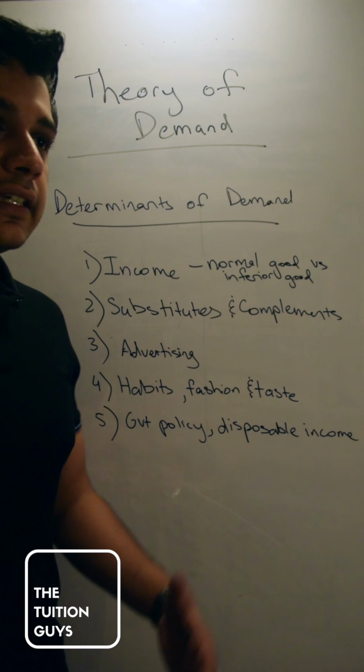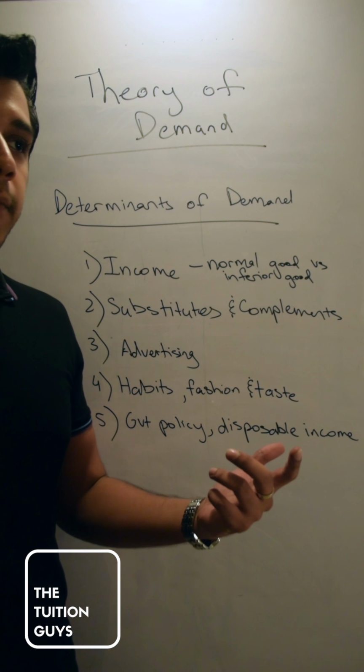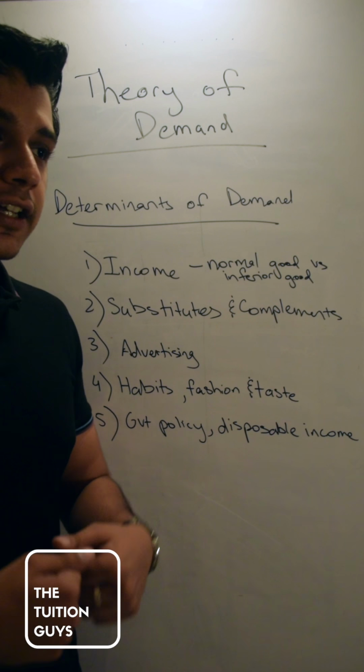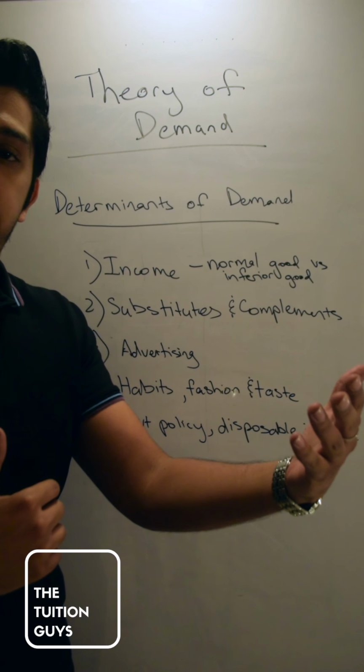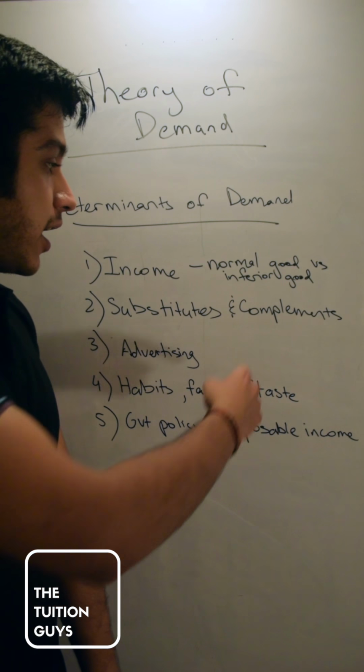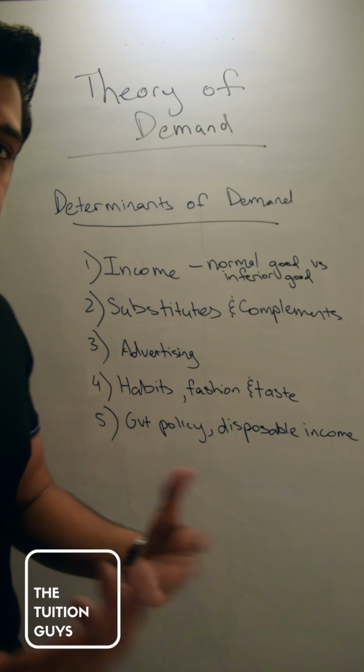Substitutes and complements. The easiest way to explain this: substitutes are those goods which can be replaced for one another. Complements are those goods which go well together. So let's talk about substitutes. If the price of Pepsi goes up, I'll switch to Coke. And in complements, if the price of butter goes up, I won't require as much bread because they're complements, they go well together.